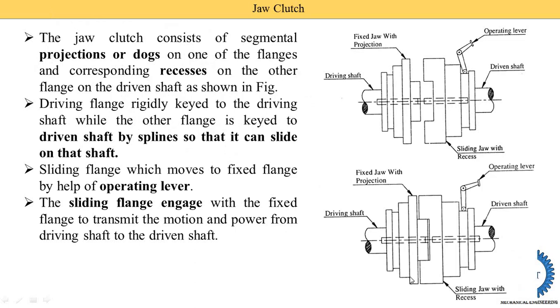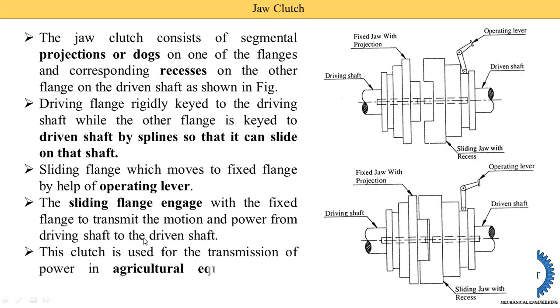Here you see in this diagram the driving shaft and the driven shaft are engaged by using the driving flange and the driven flange. So power is transmitted from the driving shaft to the driven shaft. This clutch is used for the transmission of power in agriculture equipment like tractors and threshers. So jaw clutch is generally used in agriculture equipment like tractors and threshers.